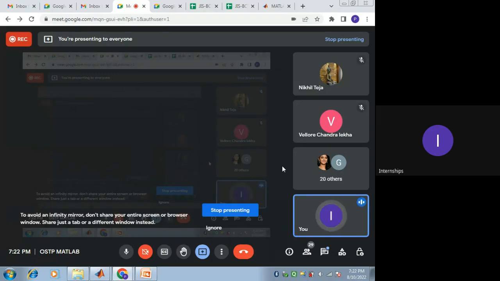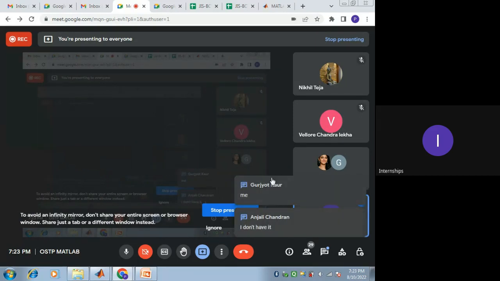How many of you don't have Matlab right now? You have free Matlab in your lab, okay, you can do this one. And how many of you don't have it? Okay, then there is one solution for those who don't have Matlab.